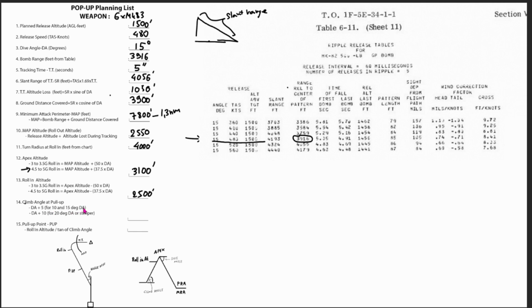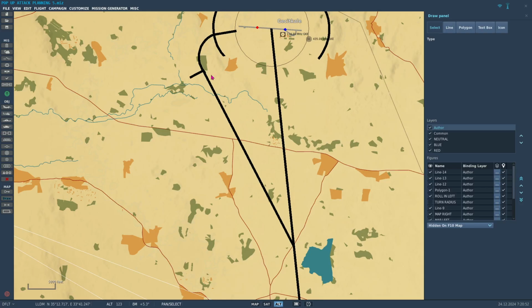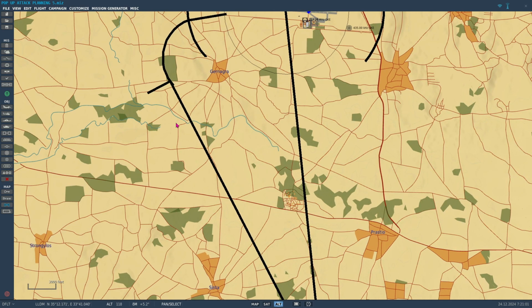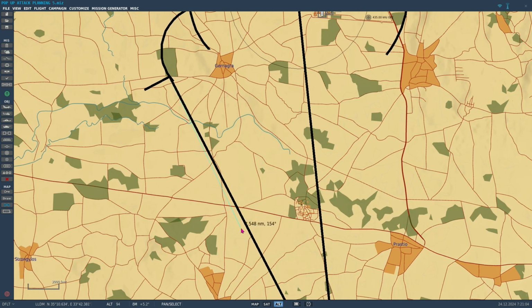I will do this with the first formula, dive angle plus 5 degrees, because I'm doing a dive angle of 15 degrees. So that means I need a climb angle of 20 degrees at a specific point. And in order to find this specific point, I need to do it manually by using a right angle triangle, such as this one, where I solve for the distance x, which gives 6,868 feet, which is the distance I'm going to depict here by putting a tick mark at the desired pull-up point. So using the ruler, I draw this distance.